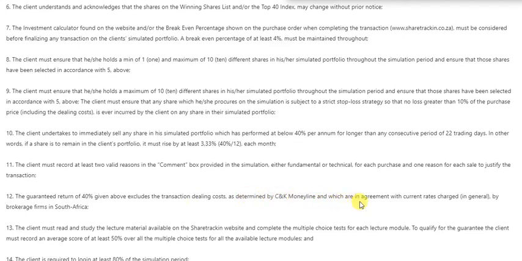12. The guaranteed return of 40% given above excludes the transaction dealing costs, as determined by C&K Moneyline and which are in agreement with current rates charged in general, by brokerage firms in South Africa. This means that we don't include the brokerage costs of your transactions on any share, so when a share grows by 14% and your break-even point was 4%, we only consider the 10% of the total growth.